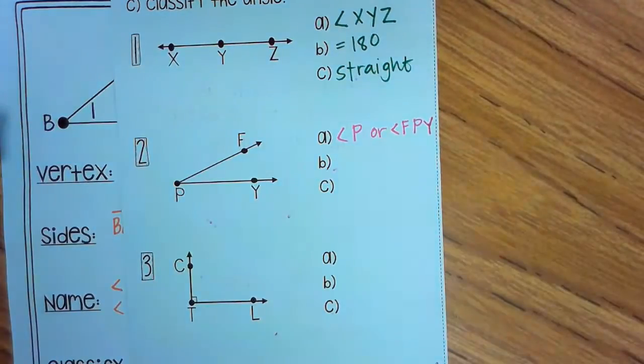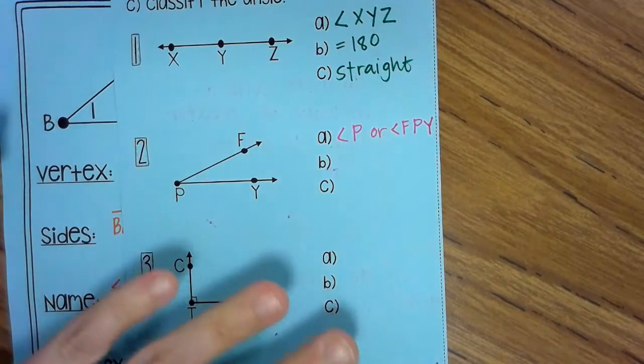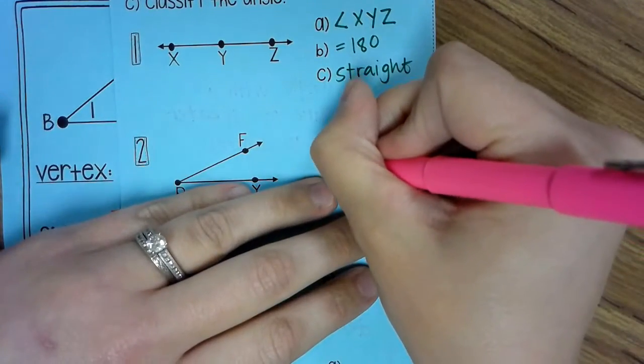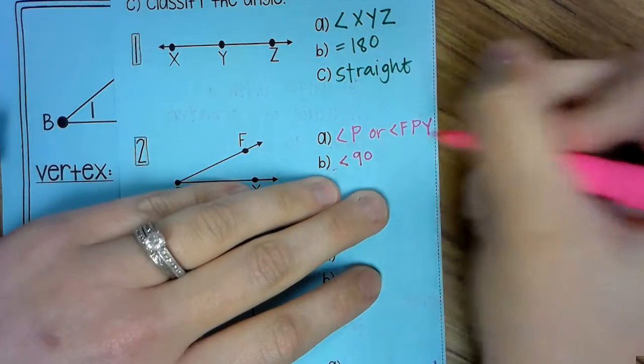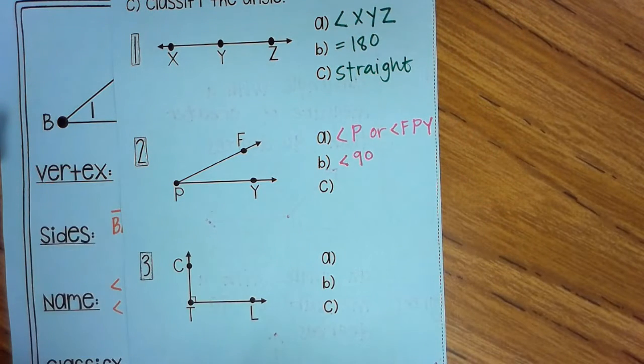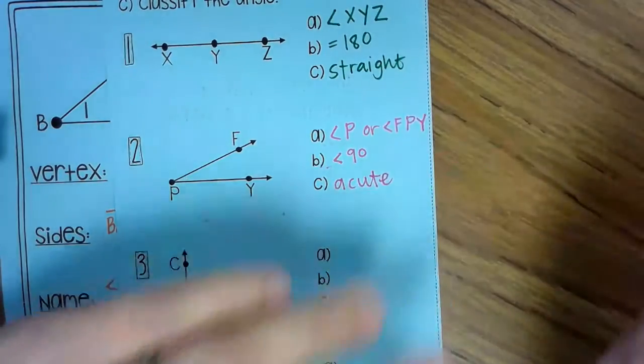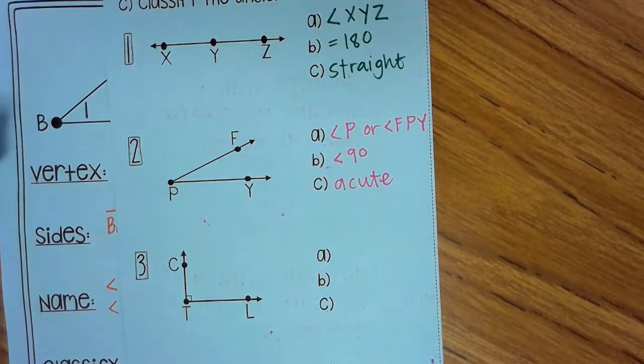All right. When you look at this one, it's small. So that means it is going to be less than 90 degrees. And then since it's less than 90 degrees, that makes it an acute angle. Cute little fella. All right, look at the next one.